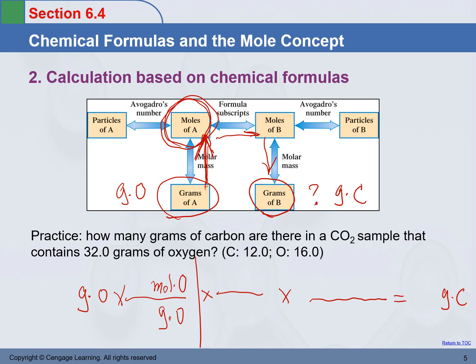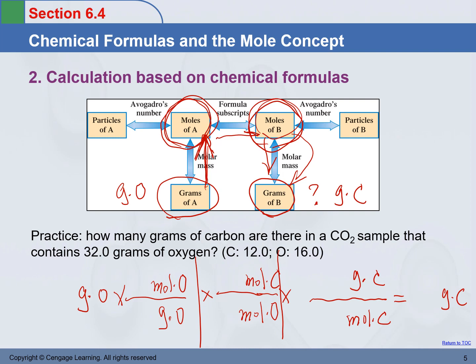Second, you're going to go from moles of A to moles of B. All right, from moles of A at the bottom, A is oxygen, to moles of B on the top. B is carbon. By the end of here, you are in this box, moles of B. The third conversion, you're going to go from moles of B to grams of B. Remember, B is carbon in this case. From moles of carbon at the bottom to grams of carbon on the top.